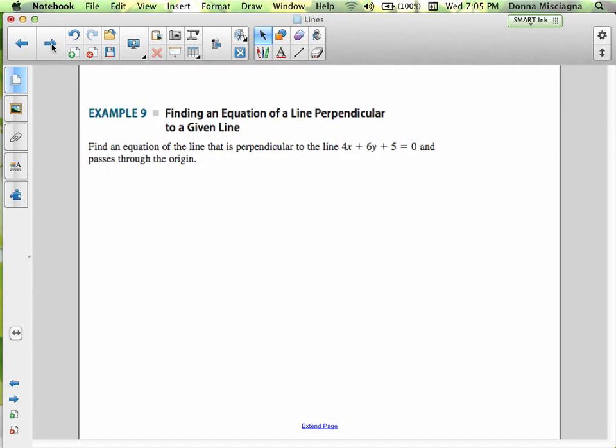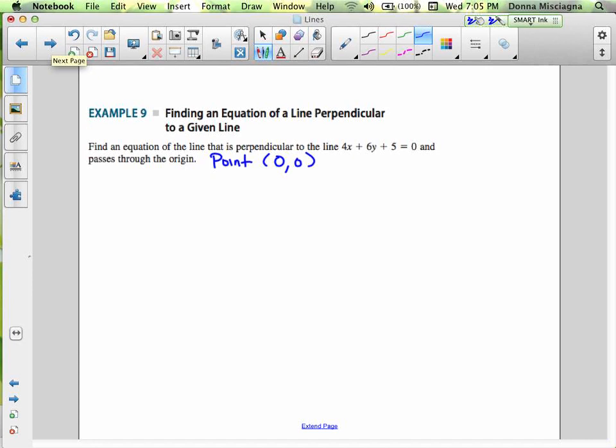All right, find an equation of the line that's perpendicular to the line 4x plus 6y plus 5 equals 0 and passes through the origin. So we don't even have to use point-slope for this one because our point is actually the y-intercept, (0, 0). So we already know what the y-intercept is. First of all, let's rewrite the equation into slope-intercept form.